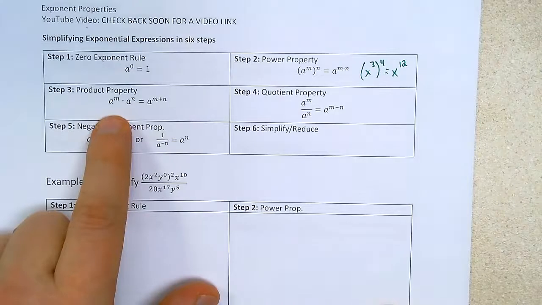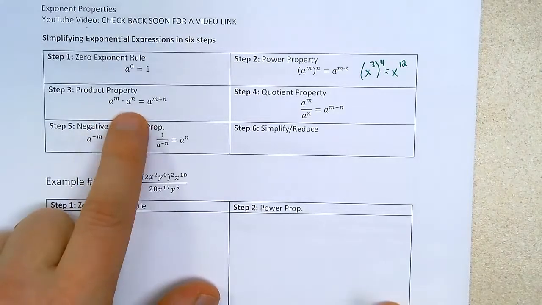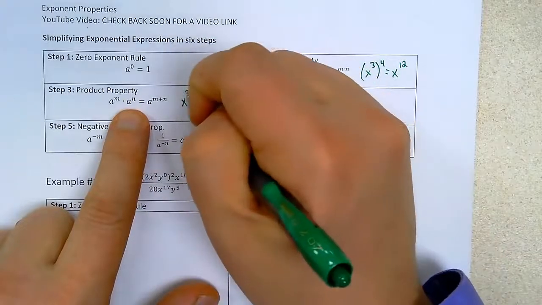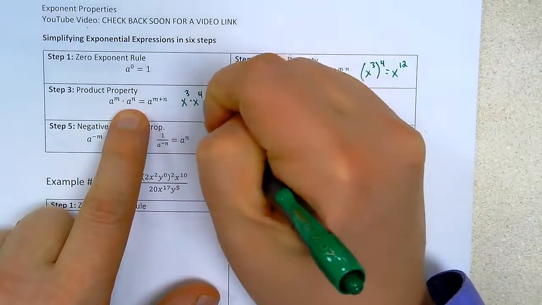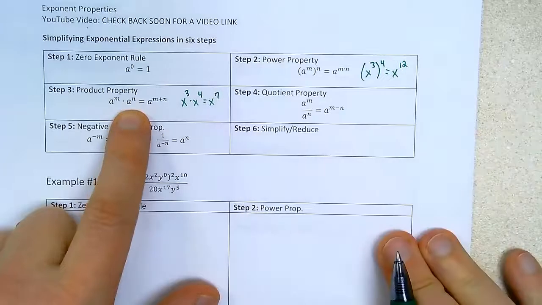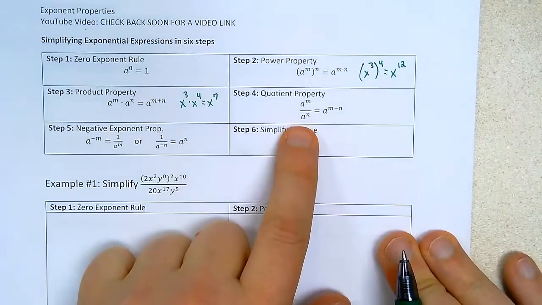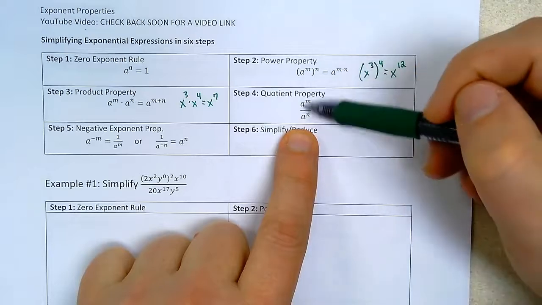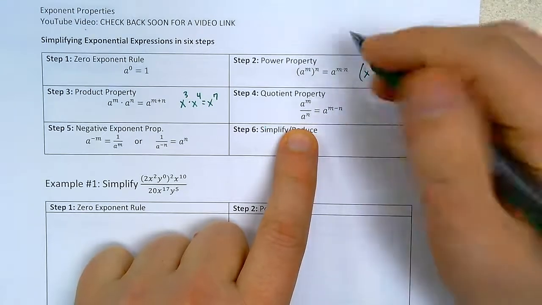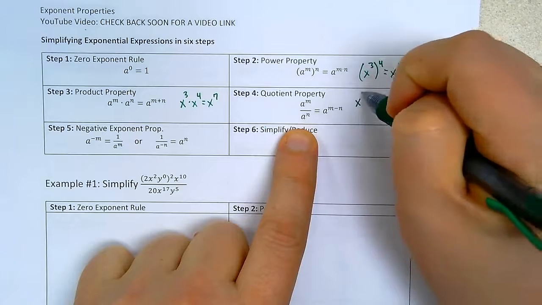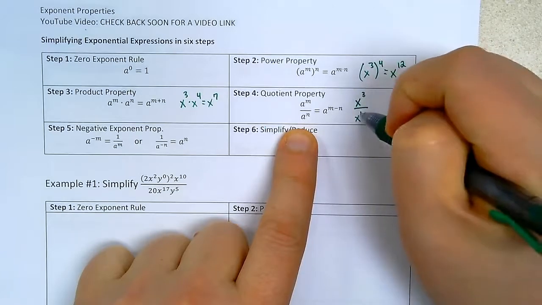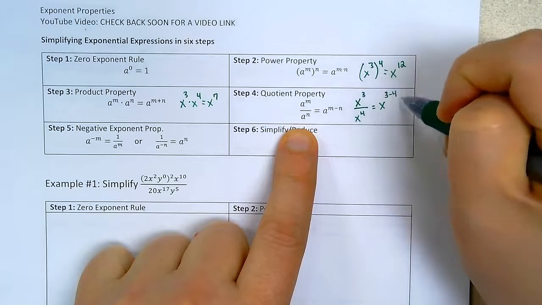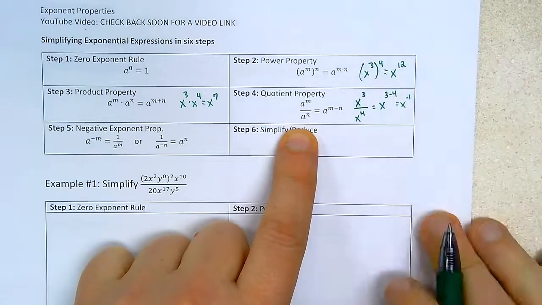The product property would be a case of having common bases, and you can add the exponents. So if I had x to the 3rd times x to the 4th, that would be x to the 7th. The quotient property allows you to divide. If there's common bases, you can subtract the exponents. So if I had x to the 3 divided by x to the 4, that would be equal to x to the 3 minus 4, or x to the negative 1.